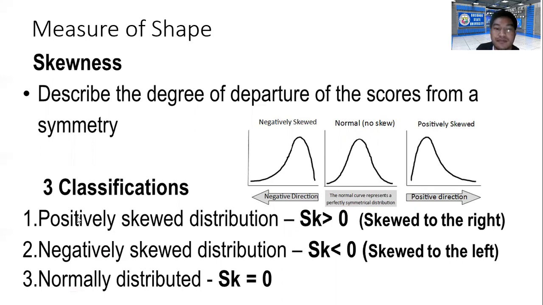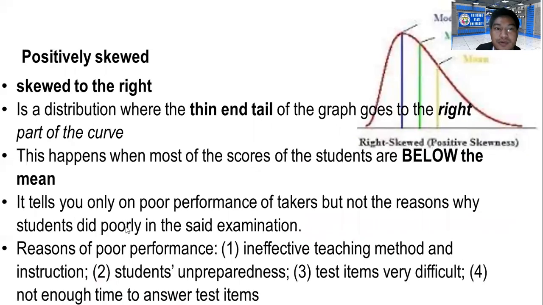So when you say positively skewed distribution, the skewness is greater than 0. So it's positive and it's skewed to the right. When it's negatively skewed distribution, it's skewed to the left, and then it is less than 0. When you say normally distributed, our skewness is equal to 0. Let's discuss a little more.